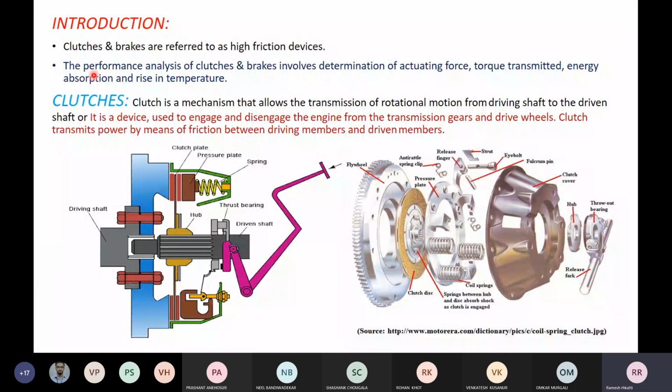The performance analysis of these clutches and brakes involves determination of actuating forces, torque transmitted, energy absorption, and rise in temperature. As I told you, there will be friction, so obviously there will be an increase in temperature. The torque to be transmitted is associated with the coefficient of friction.